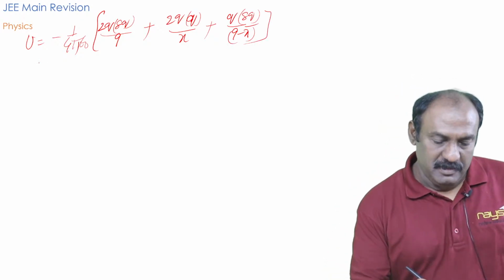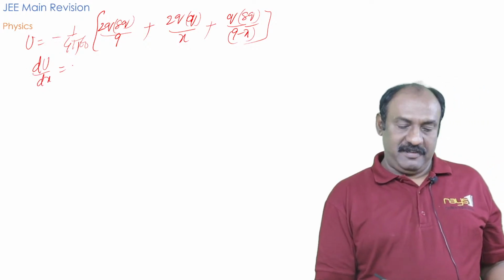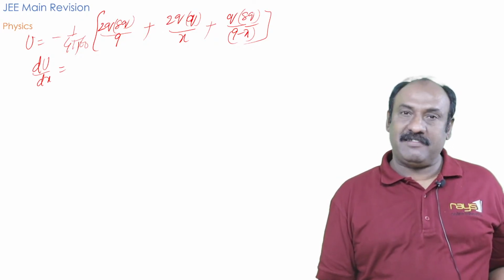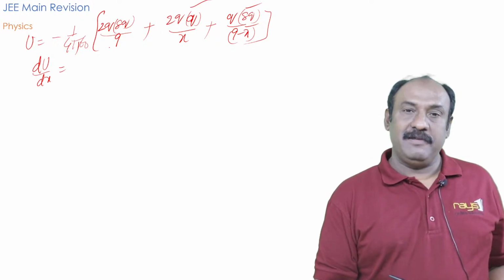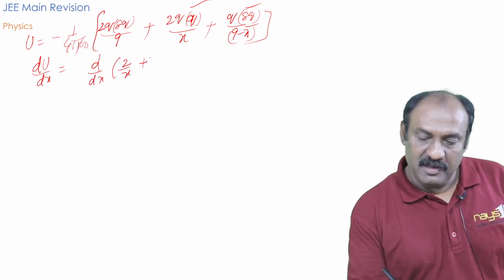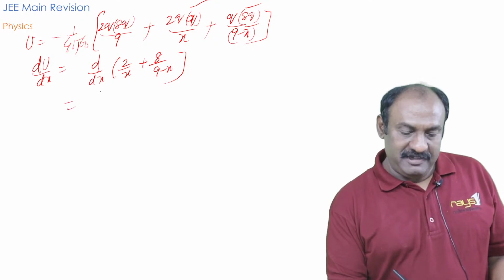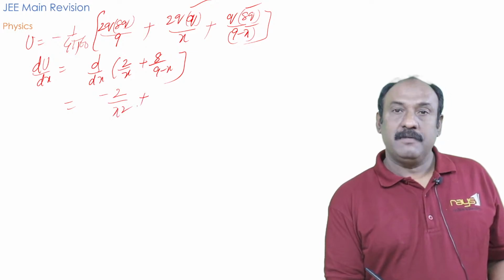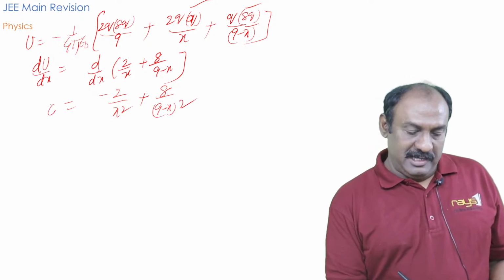So, for minimum, du by dx is equated to 0. By doing the differentiation of this potential energy function with respect to x, only the second term and third term are variable, because there is no x term in the first one. So, differentiation of 2 by x plus 8 by 9 minus x: for 2 by x it is minus 2 by x square, plus for 8 by 9 minus x it is 8 by 9 minus x whole square, that is equated to 0.